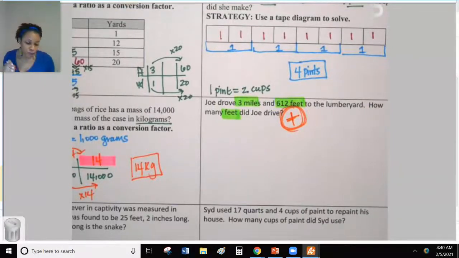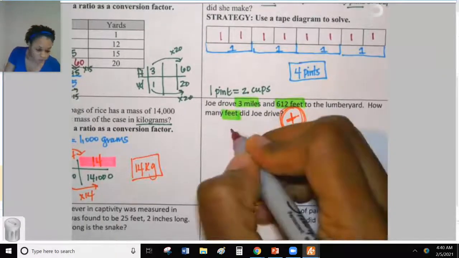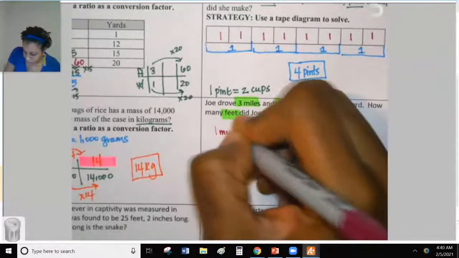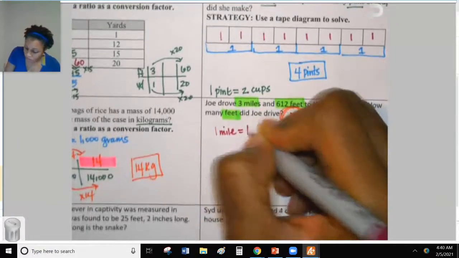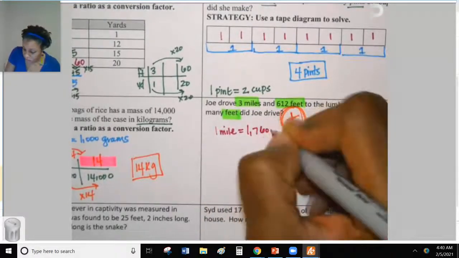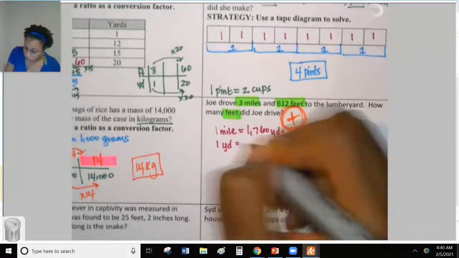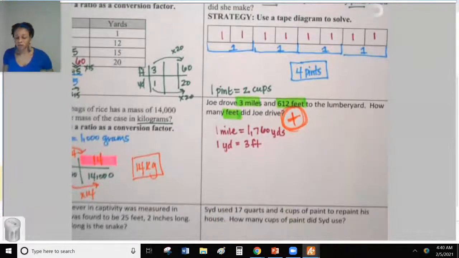So I cannot go directly from miles to feet. I have to go from miles to yards and then yards to feet. So this is going to be more than 1 conversion. This is called a double conversion because I'm going to have to convert twice. So my conversion factors or ratios will be 1 mile equals 1,760 yards, and then 1 yard equals 3 feet. Okay, so the first thing I like to do is look at my chart and write down what my conversion factors are so I know what I'm going to be using.